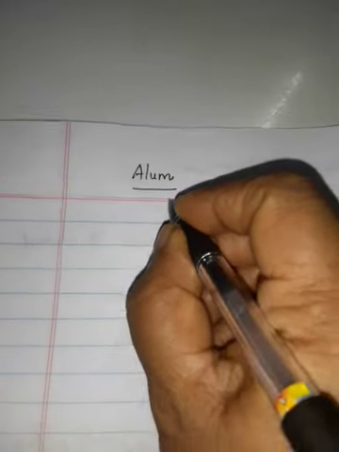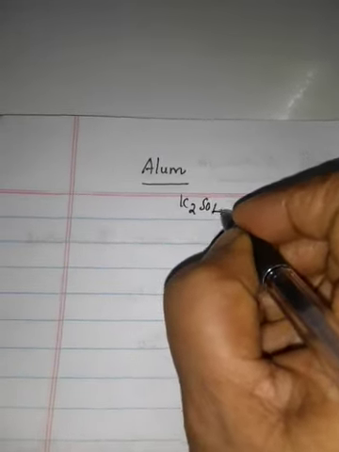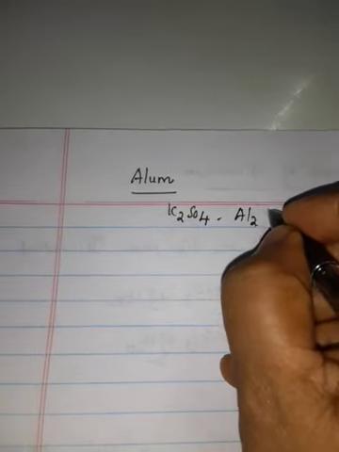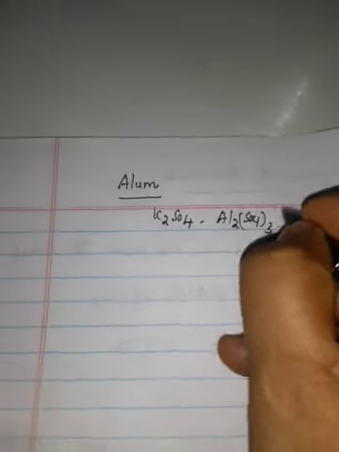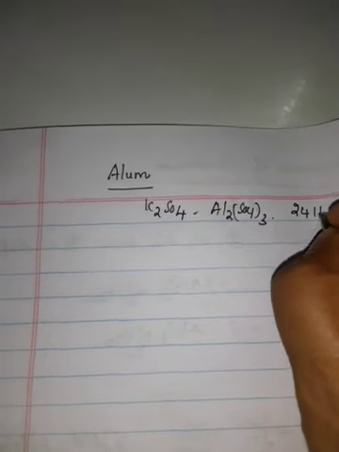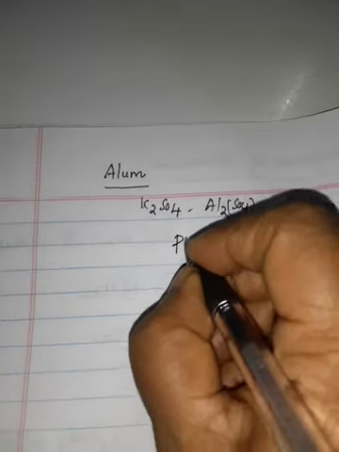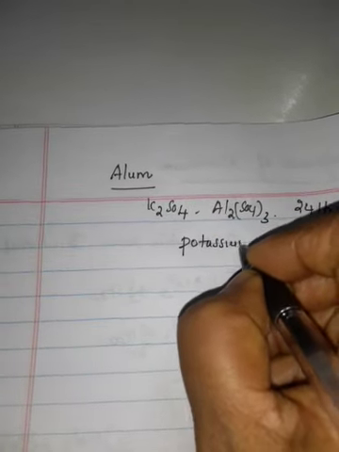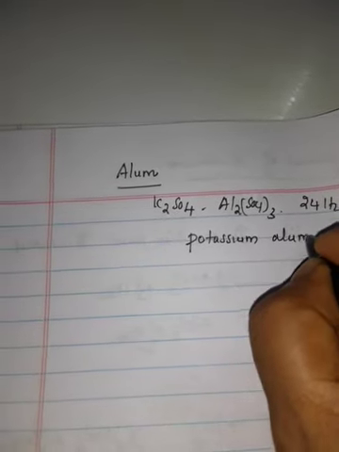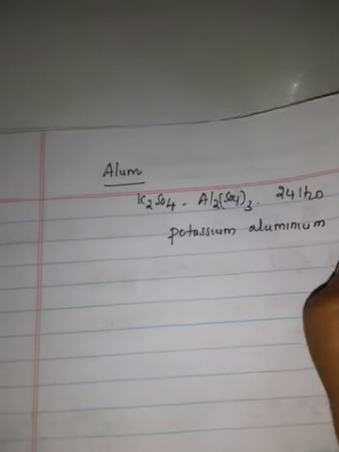So the next topic we are going to learn is about alum. The name alum is given to the double salt with the formula K2SO4, Al2(SO4)3, 24H2O. It is called potassium aluminium sulfate.